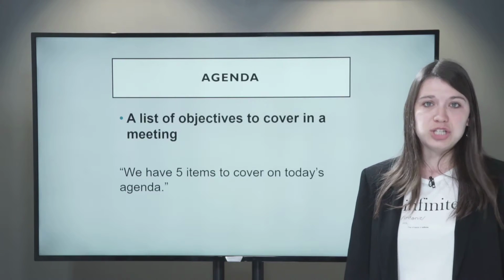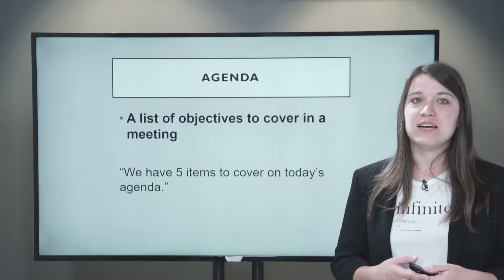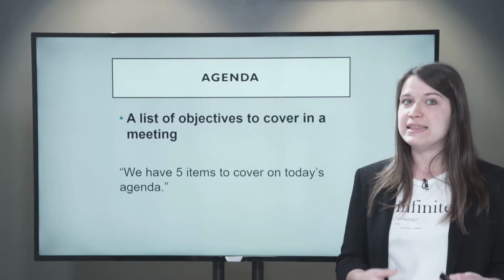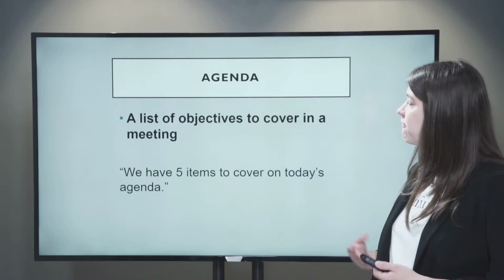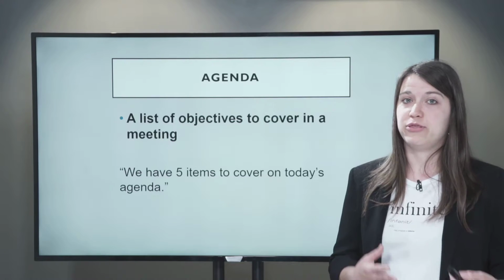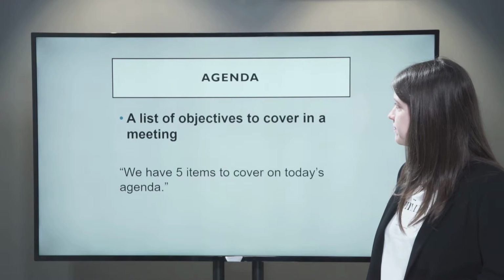Okay, the agenda in a meeting is the list of objectives that you have to cover, the things that you have to talk about in this meeting. For example, we have 5 items to cover on today's agenda. So you have to talk about those 5 different topics.